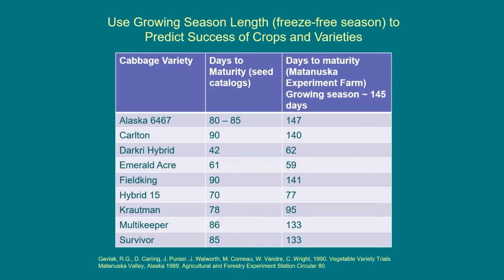It's interesting to note that Alaska 6467 was bred in Alaska by Dr. Arvo Kilio in Fairbanks as a late-season storage cabbage. It's been successfully grown for many years, although the seed's no longer available. According to the results of the Matanuska Experiment Farm, it should barely make it. The growing season at the Matanuska Farm is 145 days, and in Fairbanks, it wouldn't mature in time before the fall freeze-up.